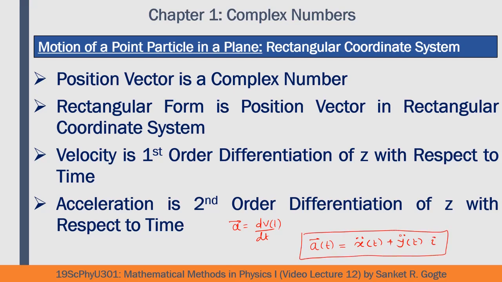Remember here that i is the square root of -1, the imaginary number, and x dot means differentiation of x twice with respect to time, and y dot is differentiation of y twice with respect to time. So this is how we can find the acceleration and velocity of a particle which is moving in a plane by using complex numbers. This is how it can be represented.